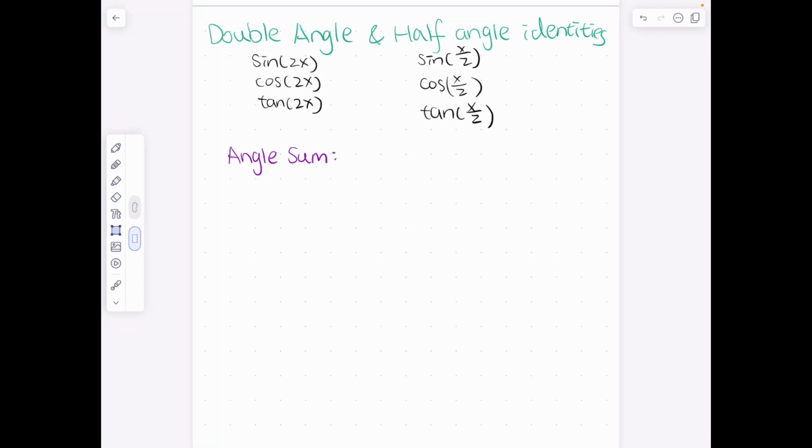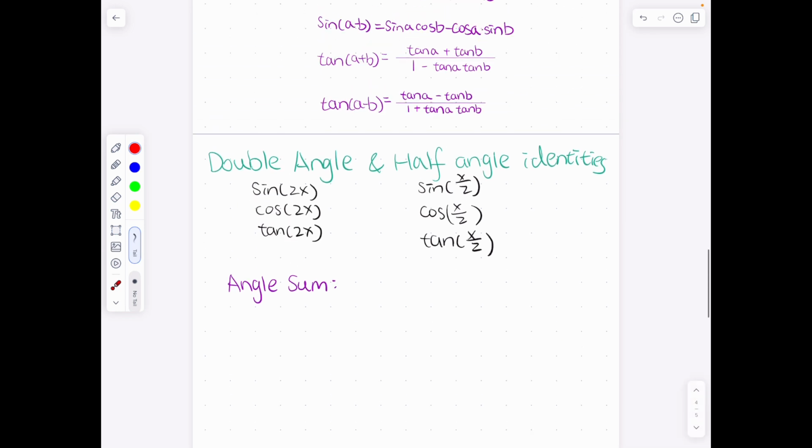Hello everyone, my name is Leo Wing, and today I'll be explaining the double angle and half angle identities of sine, cosine, and tangent. So first of all, let's just review.